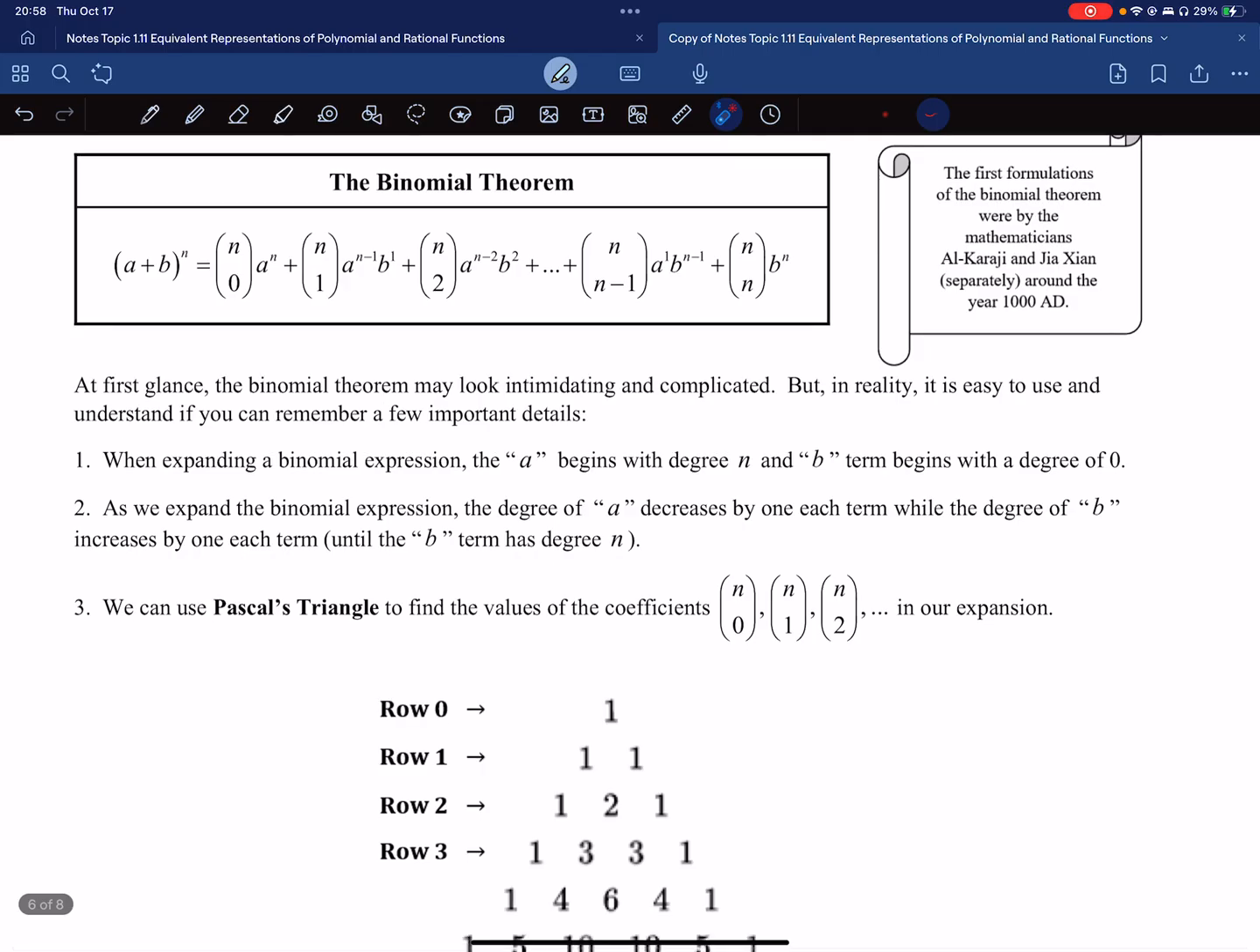At first glance, the binomial theorem may look intimidating and complicated, but in reality, it is easy to use and understand if you remember a few details. When expanding the binomial expression, a begins with the degree of n, and the b term begins with the degree of 0. So that was why I started at the bottom and worked my way up for that second term. As we expand the binomial expression, the degree of a decreases by 1, while the degree of b increases by 1 until b reaches the degree of n.